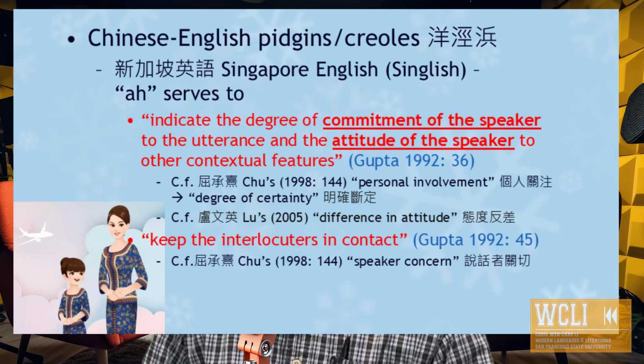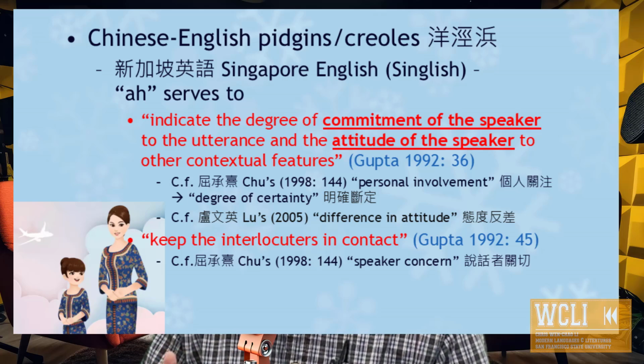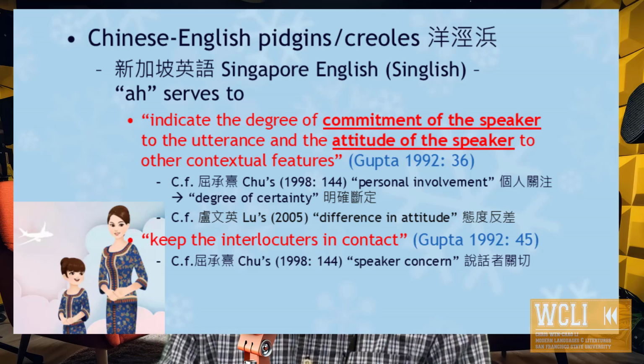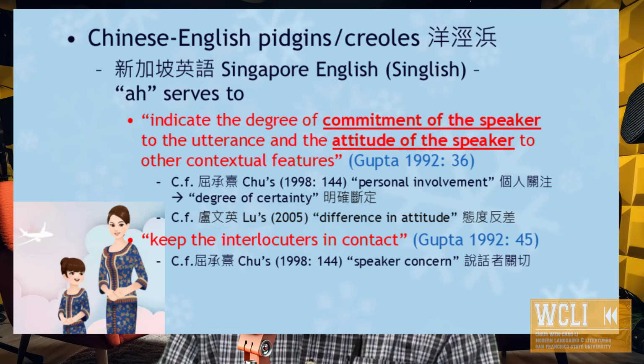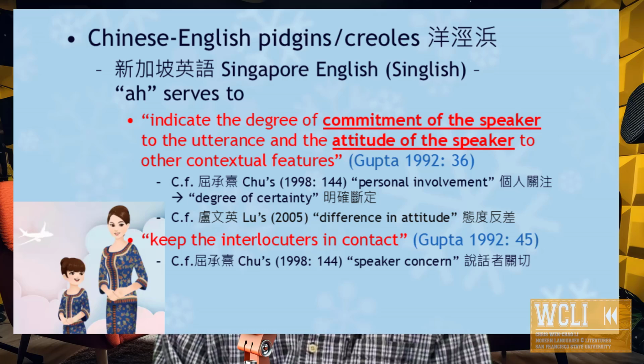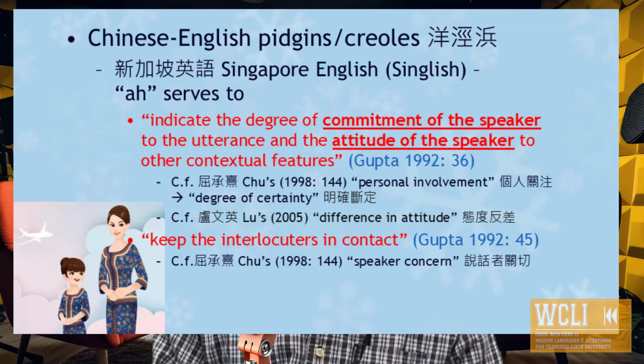It also resembles Wen-yin Lu's difference in attitude. Gupta also writes that "a" serves to keep the interlocutors in contact, which is very similar to Chauncey Chu's speaker concern. You find the same sentence final "a" in Hong Kong English, like in this clip.